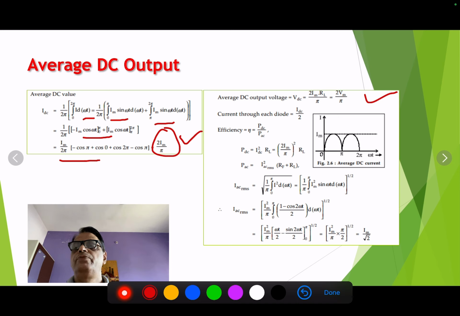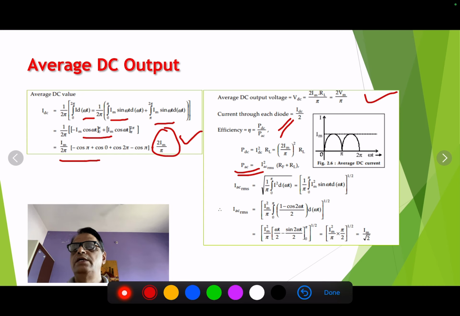Now we can obtain the efficiency of the full wave rectifier by using this formula. It is a ratio of PDC divided by PAC, DC power at the output divided by AC power at the input. Therefore PDC is equal to I square DC into RL. So when I substitute the value of IDC as twice Im divided by pi, then I will get the expression for PDC. Similarly, we can calculate the expression for power AC as I square AC RMS into RF plus RL.